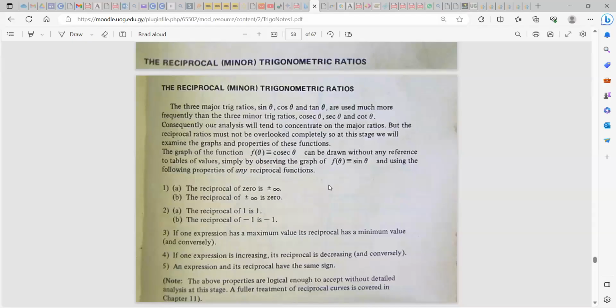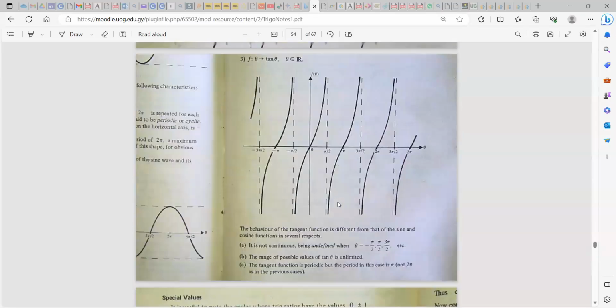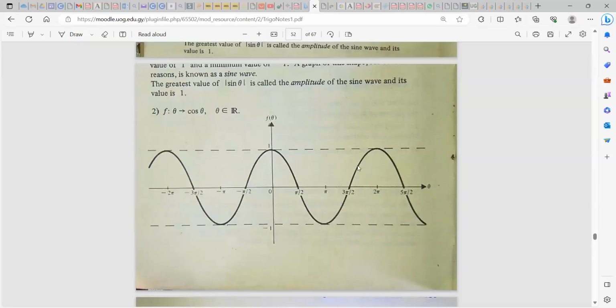Cosecant, or cosec for short, is 1 over sine. Secant, or sec, is 1 over cosine, and 1 over tan is cotangent, or cot. How to draw the graphs is like this: once you know one, you can know the other. They tell you how to draw the reciprocal, where the reciprocal of 0 is positive or negative infinity.